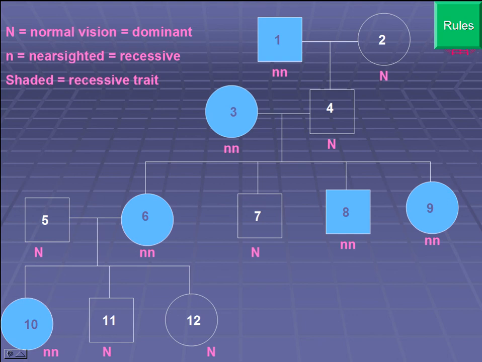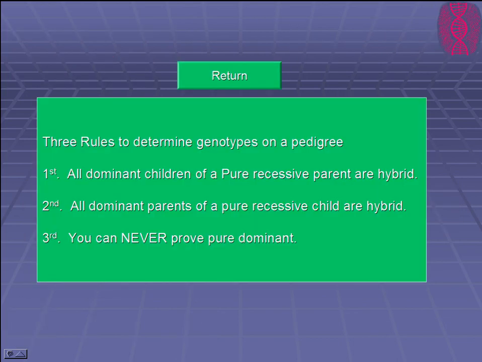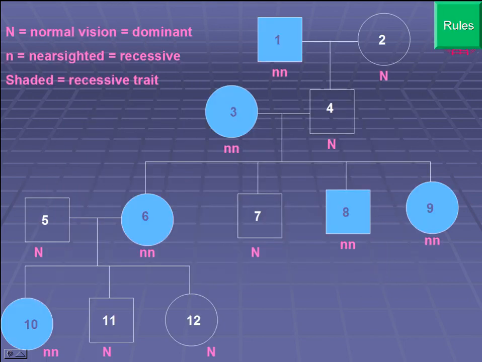Do you remember them from before? Okay, if you don't remember them from before, I'll show them to you. All dominant children of a pure recessive parent are hybrid. All dominant parents of a pure recessive child are hybrid, and you can never prove pure dominant. All right, let's go back to our example, and we'll start looking at them.